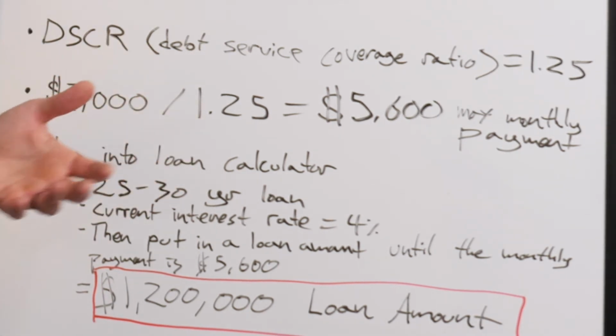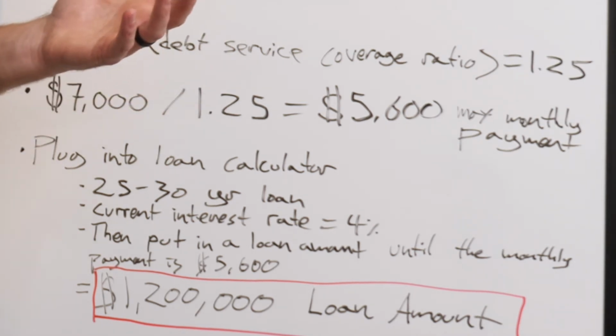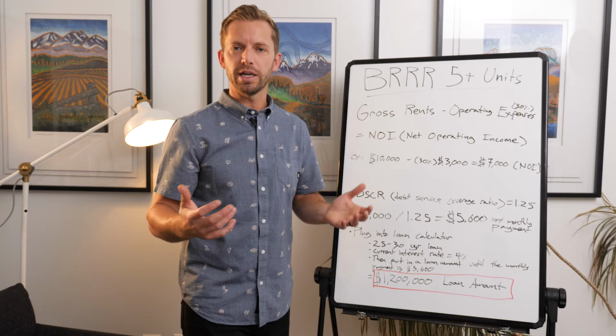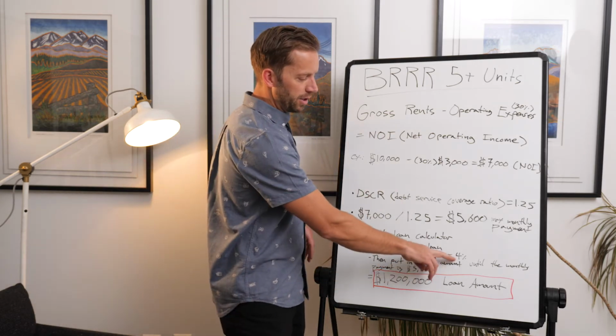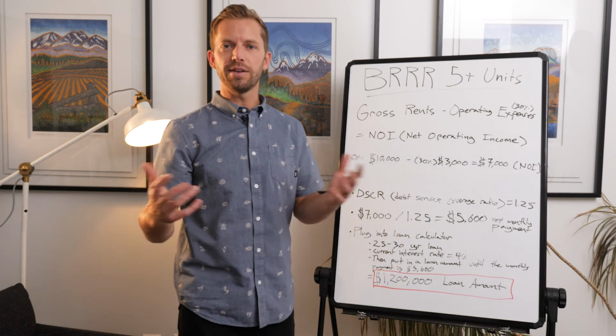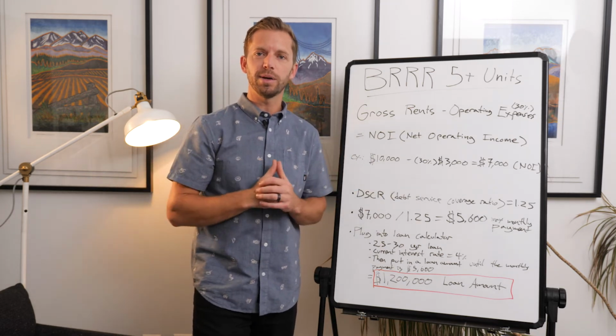Just call up any lender, mortgage broker, bank, or credit union. Just ask them, hey, what is the going interest rate for a multifamily property? And they'll give you a range. Maybe it's 3.5, maybe it's 4, maybe it's 5%. For us, we typically use about a 4% interest rate. It's kind of a safe number currently, right? But again, that's going to change over time depending on the market and the current interest rate.